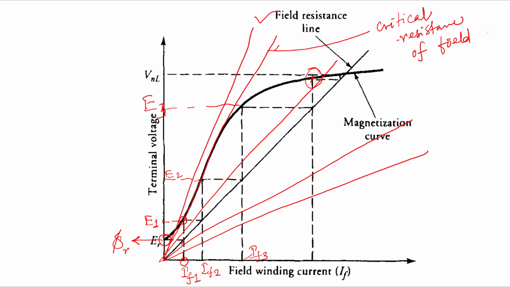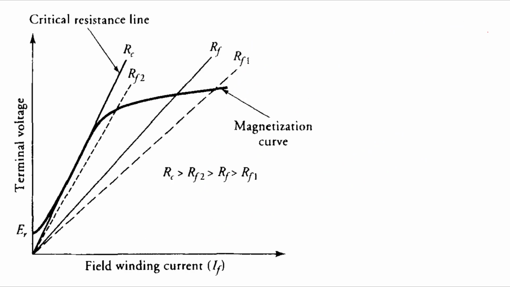So this critical resistance of the field plays a very important role. Therefore, we cannot add resistance in the shunt field circuit as we wish. We cannot add it. So we can see here in this curve.